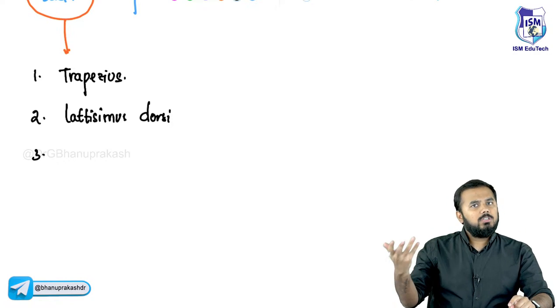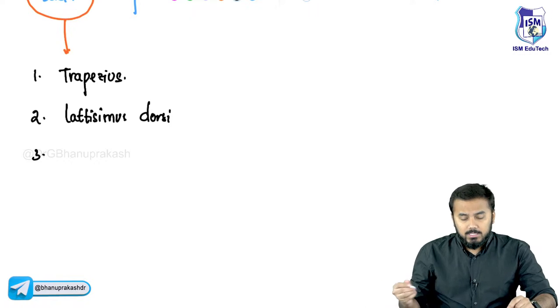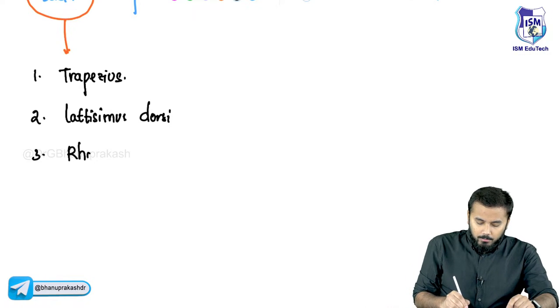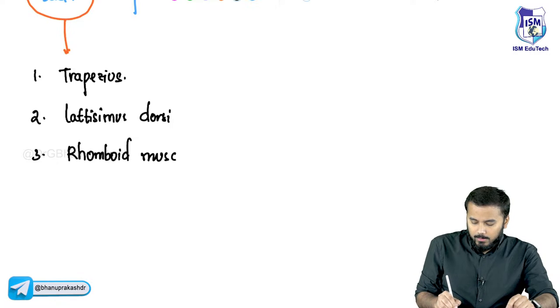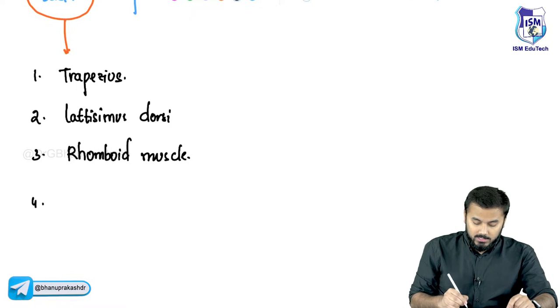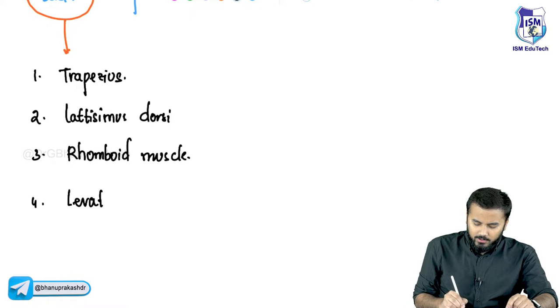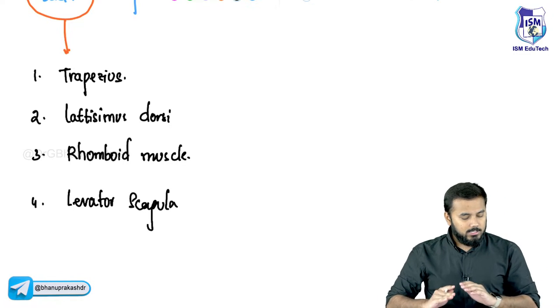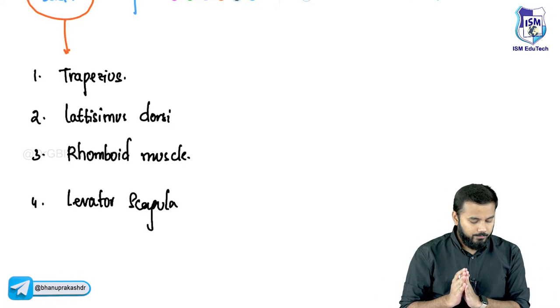It is in the form of a rhomboid shape. It means the name of the muscle is rhomboid muscle. And the final important thing is there is one more muscle called Levator Scapulae. Even if you can't remember these names, nothing to worry at all. Just look at whatever I am writing.